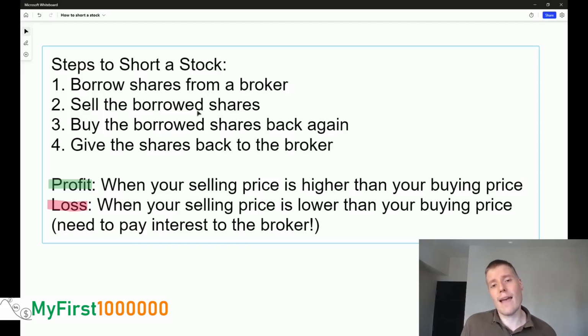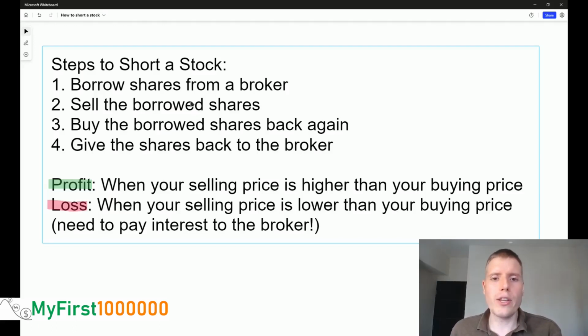And then what's happening, you are hoping that the market will be dropping. And you hope to buy back the shares later, ideally at a lower price. So you do the selling of the stock first, and then later you still need to buy the stock back. Why do you need to buy it back? Because later you need to give the shares back to the broker.